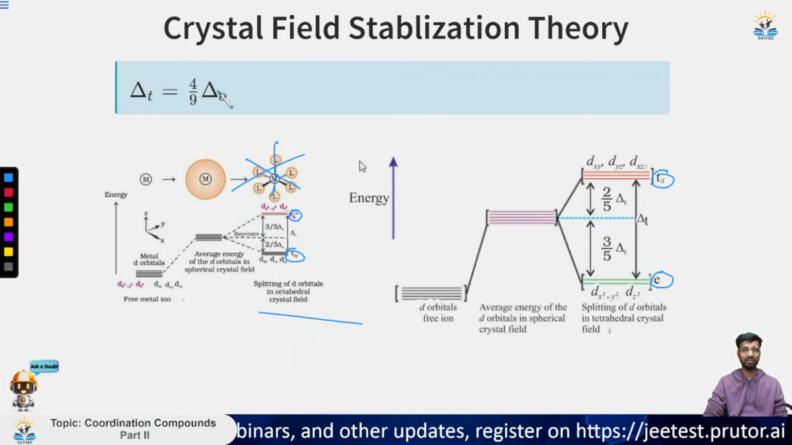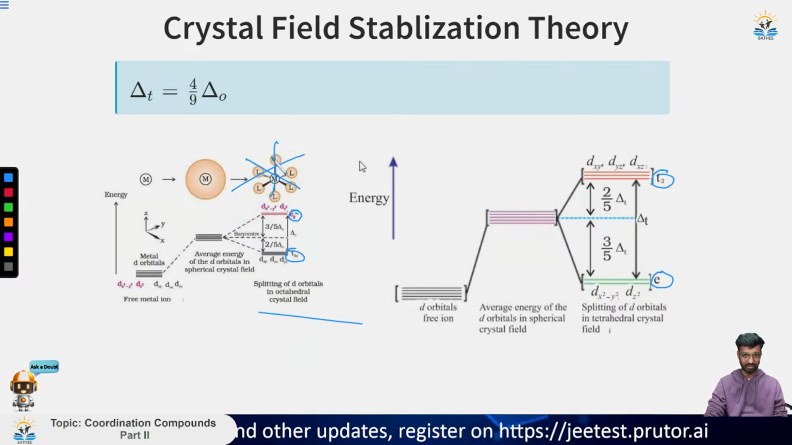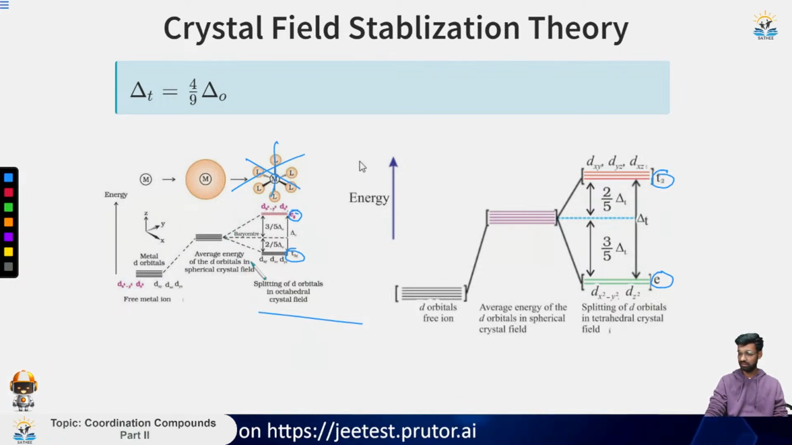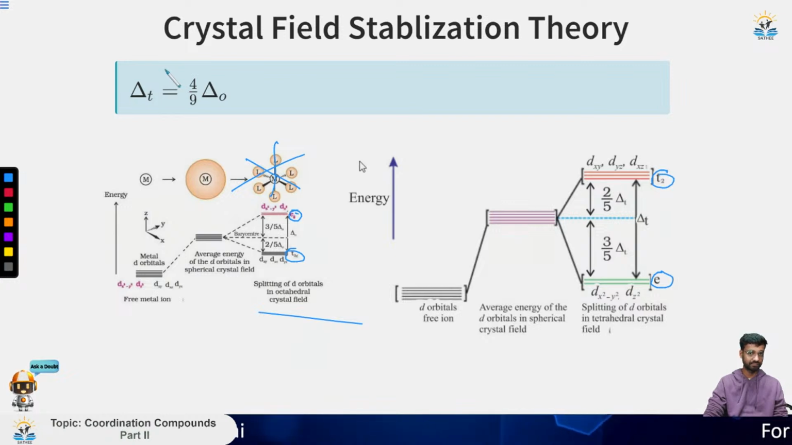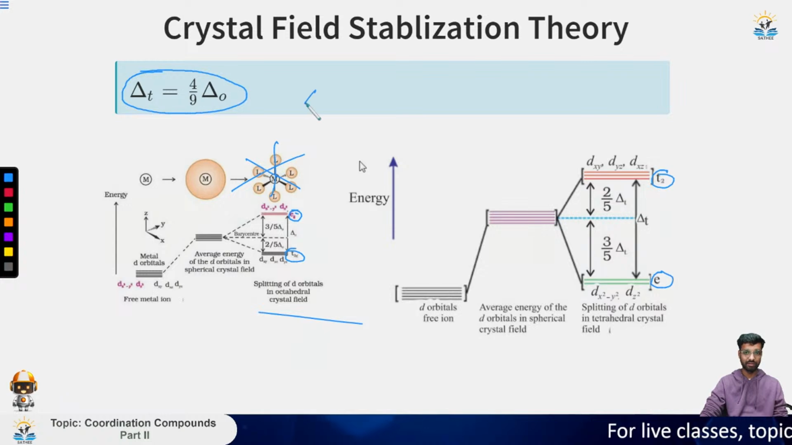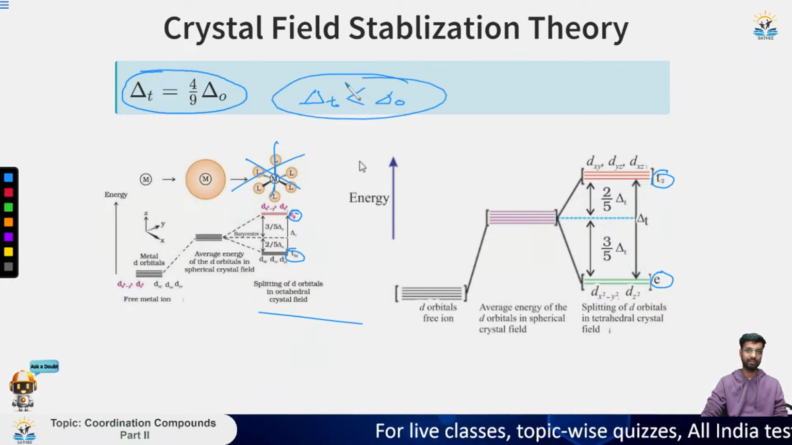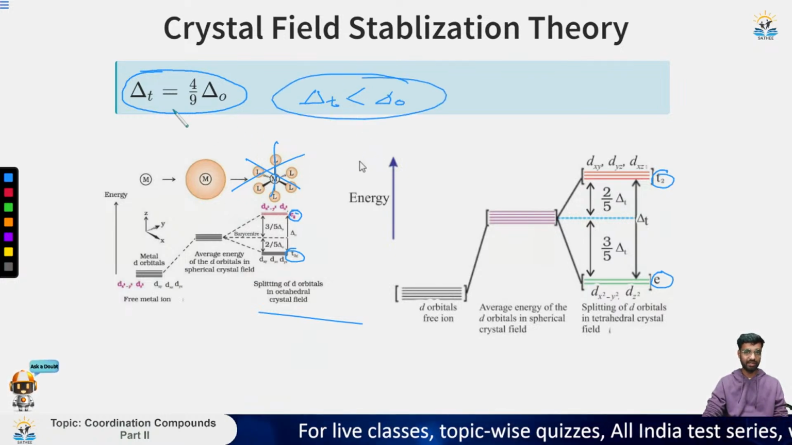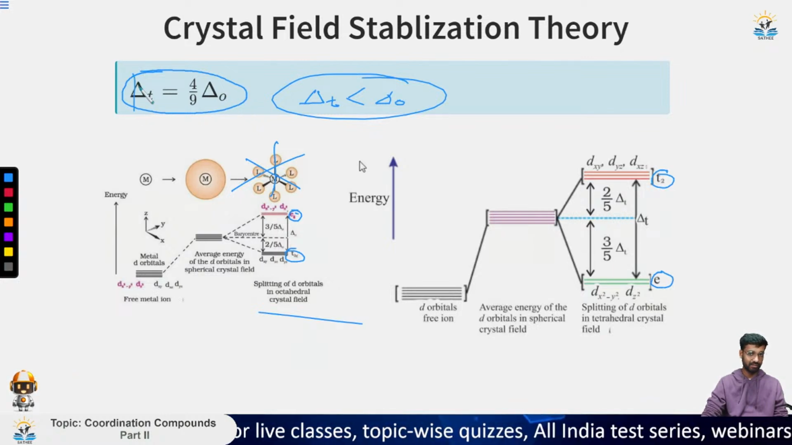Now for some reasons, I can say reason number one is that the number of ligands approaching the d orbitals in the octahedral case is more. Due to this reason and many more reasons, which I will not consider, you can keep in mind that delta t is 4 by 9 of delta naught. That means delta t is less than delta naught.